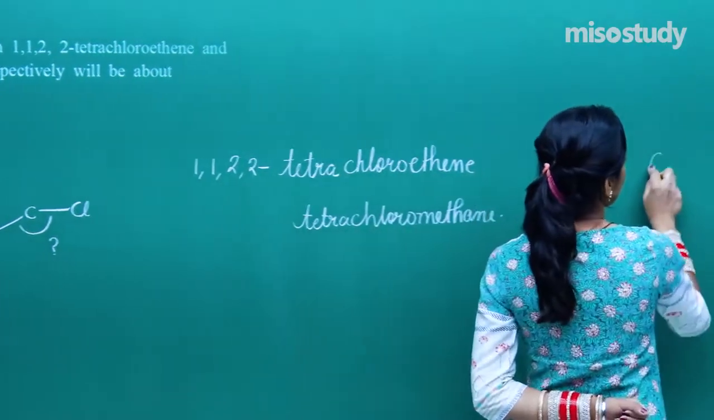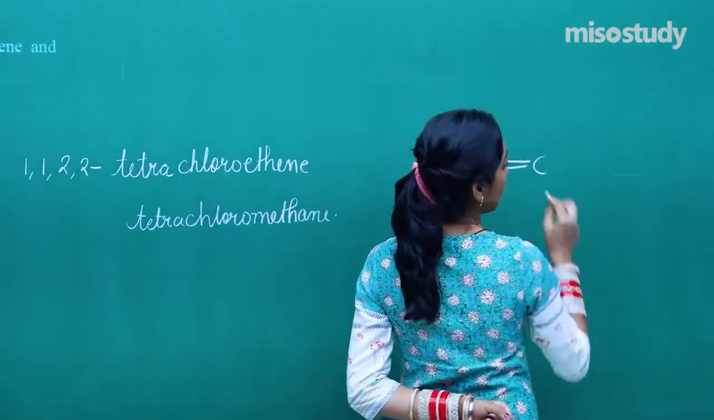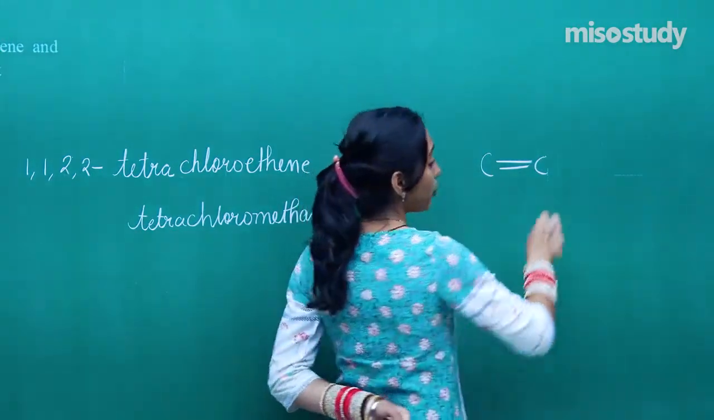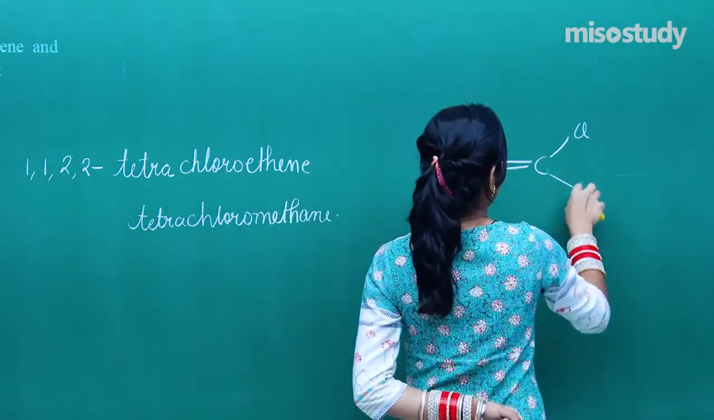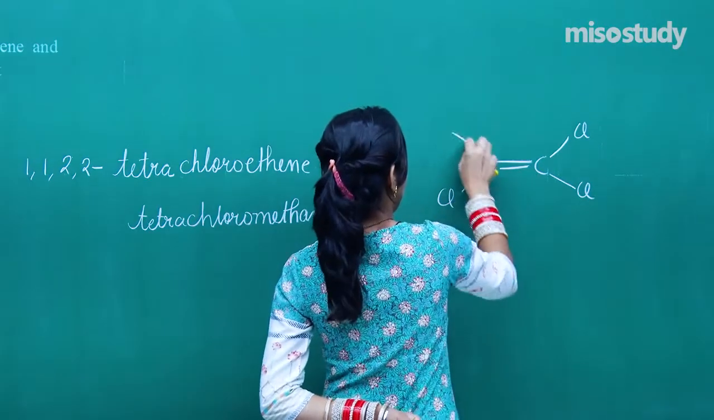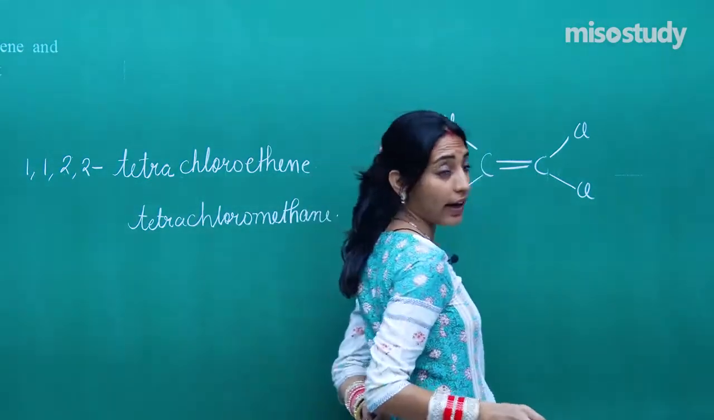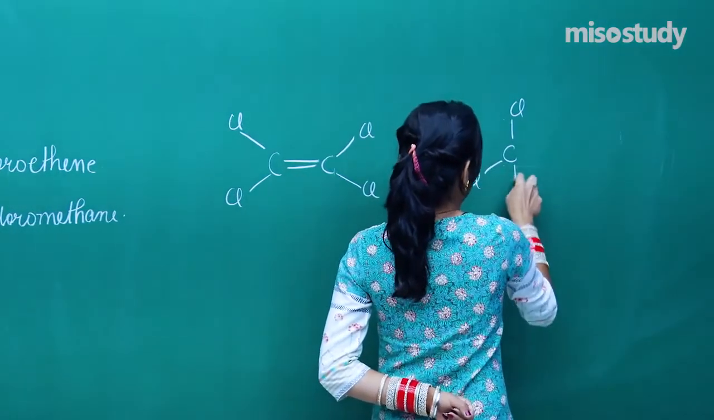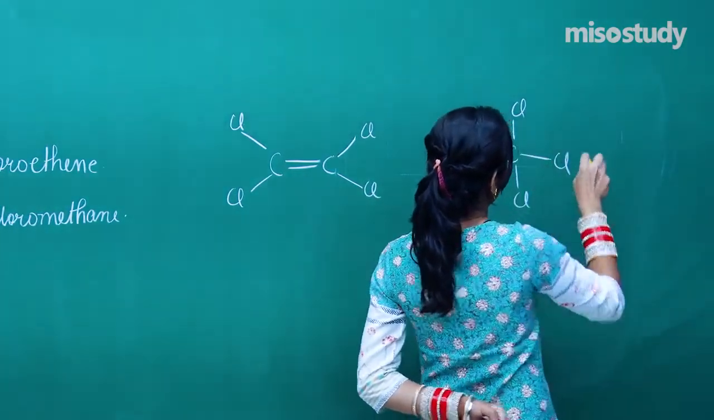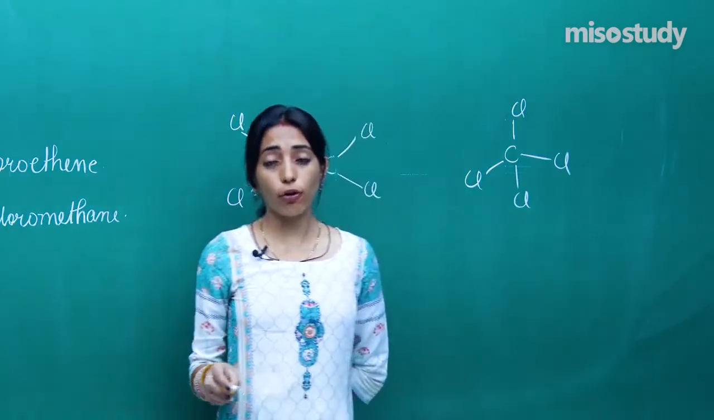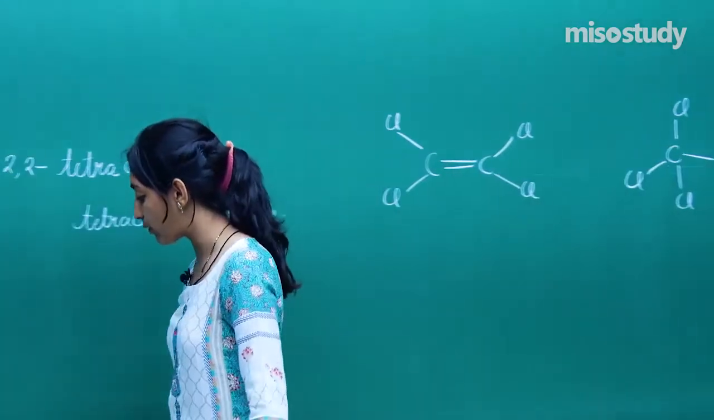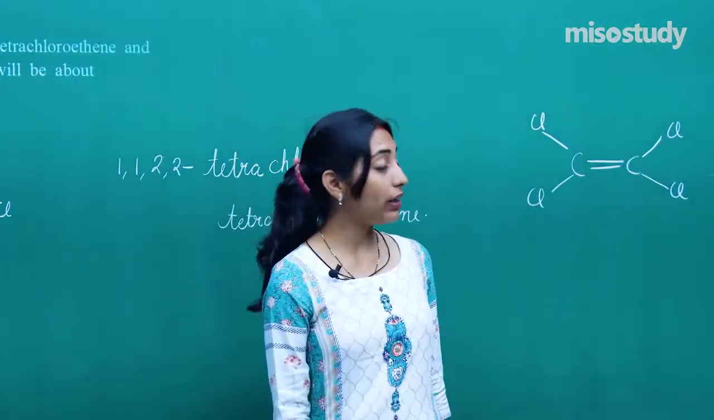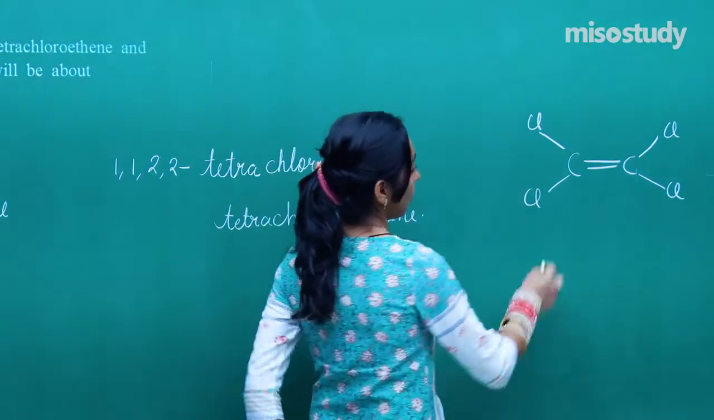So, first it is ethene. So, C double bond C. But at both 1 and 2 position, 4 chlorines are there. Right? And the other is tetrachloromethane. So, in the case of methane, just remove the 4 hydrogens and replace them with 4 chlorines. So, it will give you tetrachloromethane. Now, we need to find out the Cl-C-Cl bond angle.